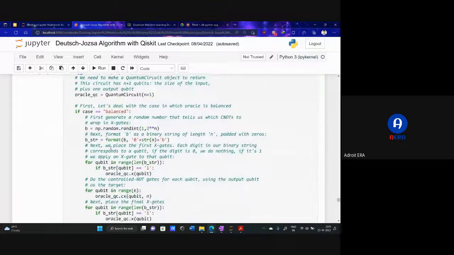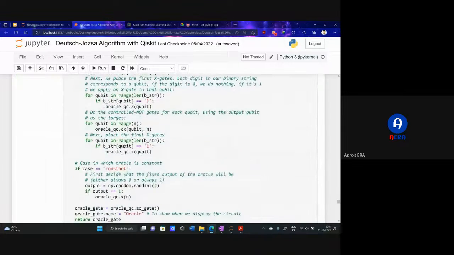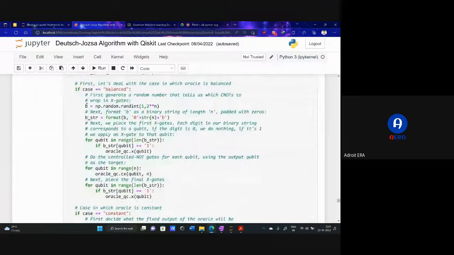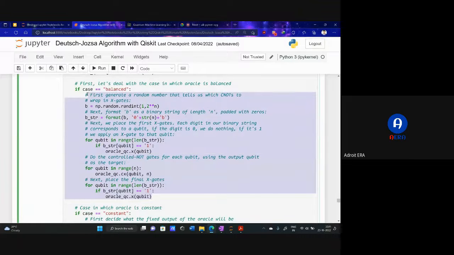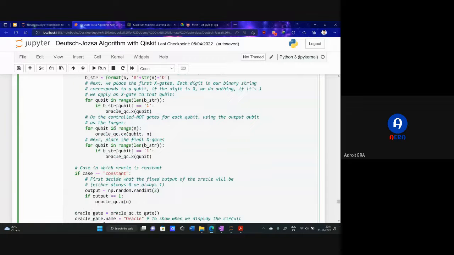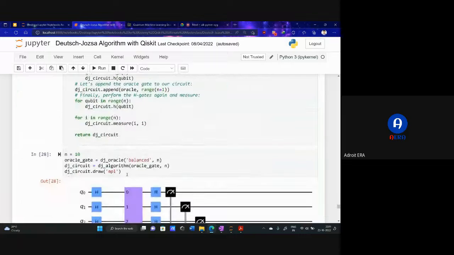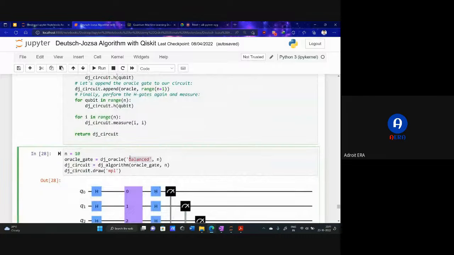And this is the combined function. Basically we combined it with an if case. So if the case is equal to balanced, then this is the code for balanced. This code is the same, just copy-pasted inside the case, that's it, and it will run. You can provide the case here. Look here, I have provided the case and it ran.